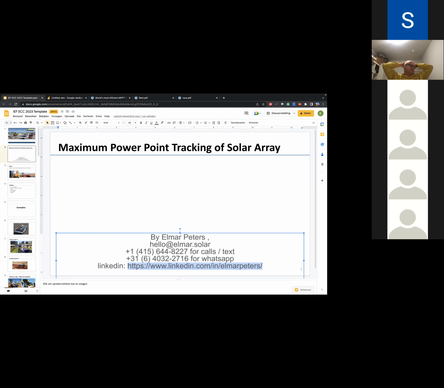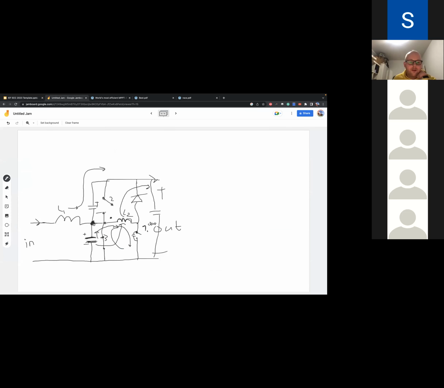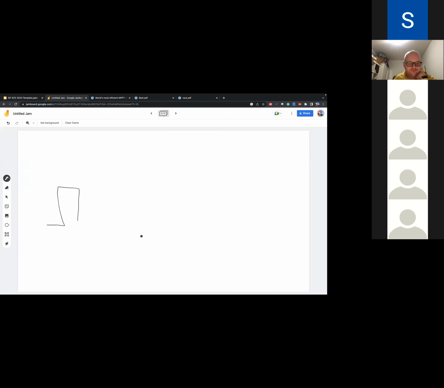There's more tricks, but 0-volt switching is one of them. The other thing is you can just PWM. Normally you PWM your thing to get a certain current.